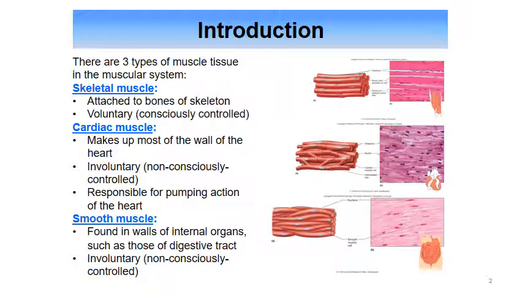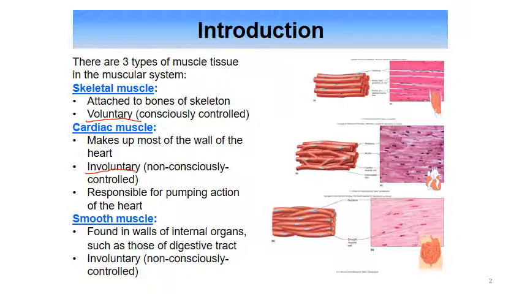And so if you remember, skeletal muscle is voluntary. And so it is consciously controlled, and skeletal muscle is attached to the bones of the skeleton. Cardiac muscle is found in the walls of the heart, and this one is involuntary. You cannot consciously control it. But yeah, so this is responsible, of course, for pumping the blood inside the heart.